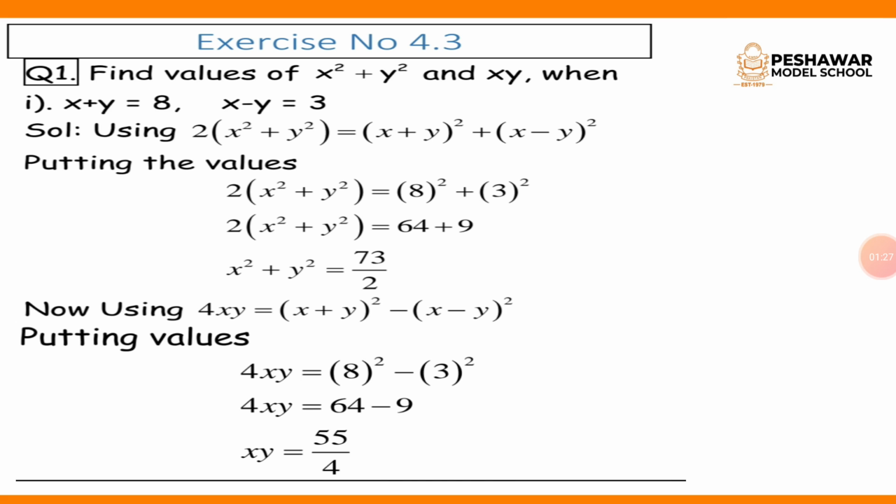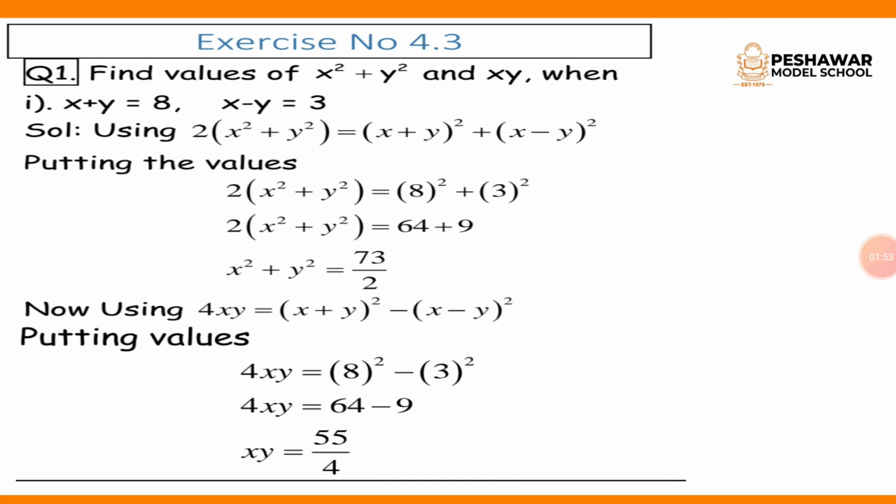Now after putting the values, we get 2 into (x square plus y square) is equal to 8 square plus 3 square. In place of x plus y, we put 8, and x minus y is equal to 3, so 3 square. 8 square is 64 plus 3 square is 9, that is equal to 64 plus 9 is equal to 73. Now we have to find x square plus y square. 2 multiplied with (x square plus y square), so divide both sides by 2, we get 73 divided by 2.